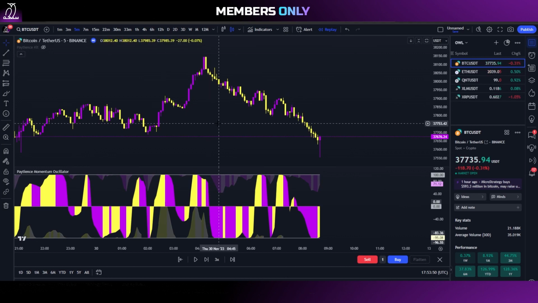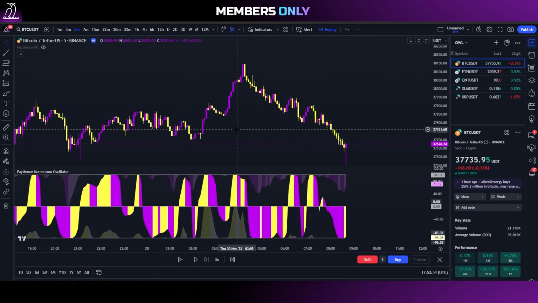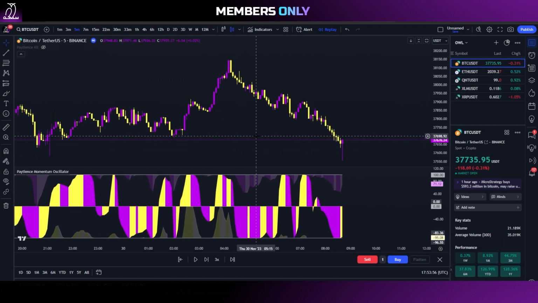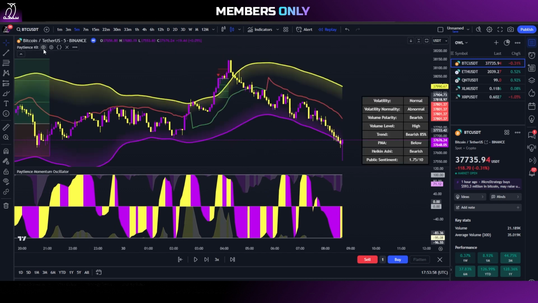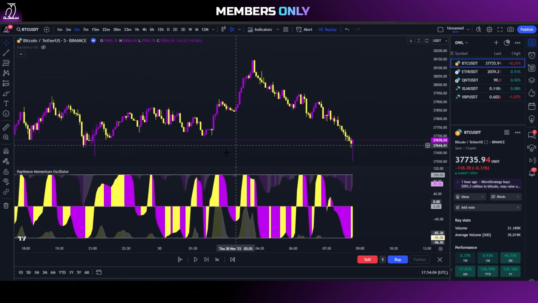Today we're going to be showing you a simple strategy with the momentum oscillator. Now, what I recommend you do with the oscillator is to use it in confluence with the Paytience kit. Okay, but we're going to show you how powerful the oscillator is on its own.